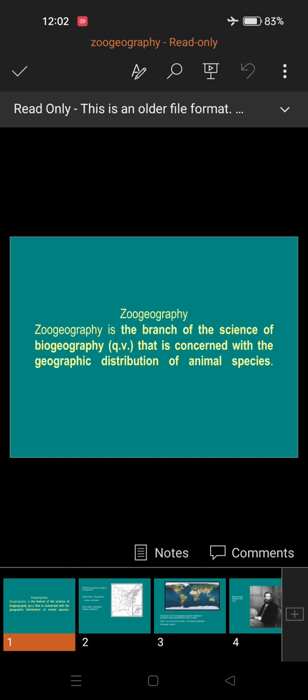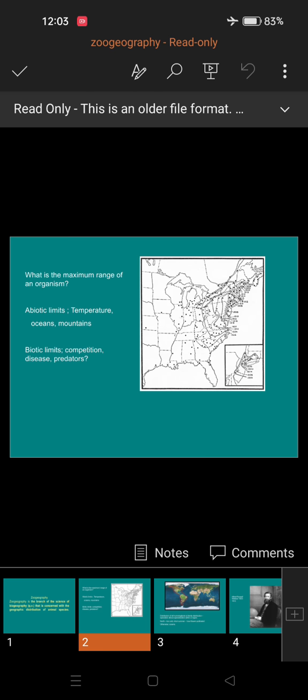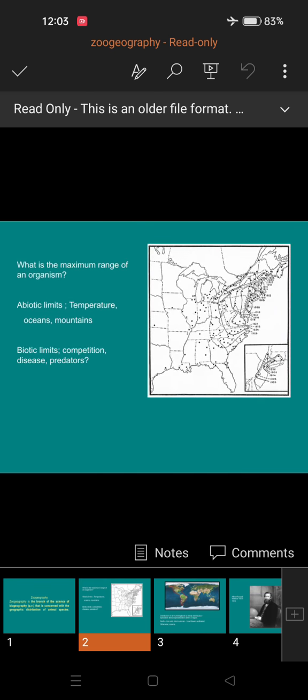See, you can see in the realms the Holarctic realm, the Ethiopian realm, the Oriental realm, and the Neotropical realm. So this type of realms have been suggested as geographical realms. So you can see what is the maximum range of these organisms.